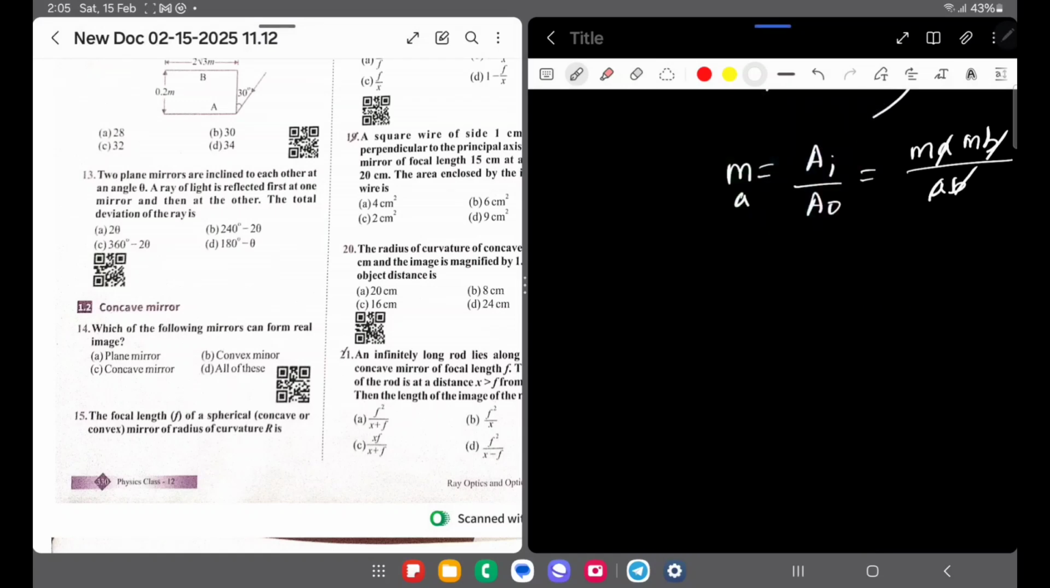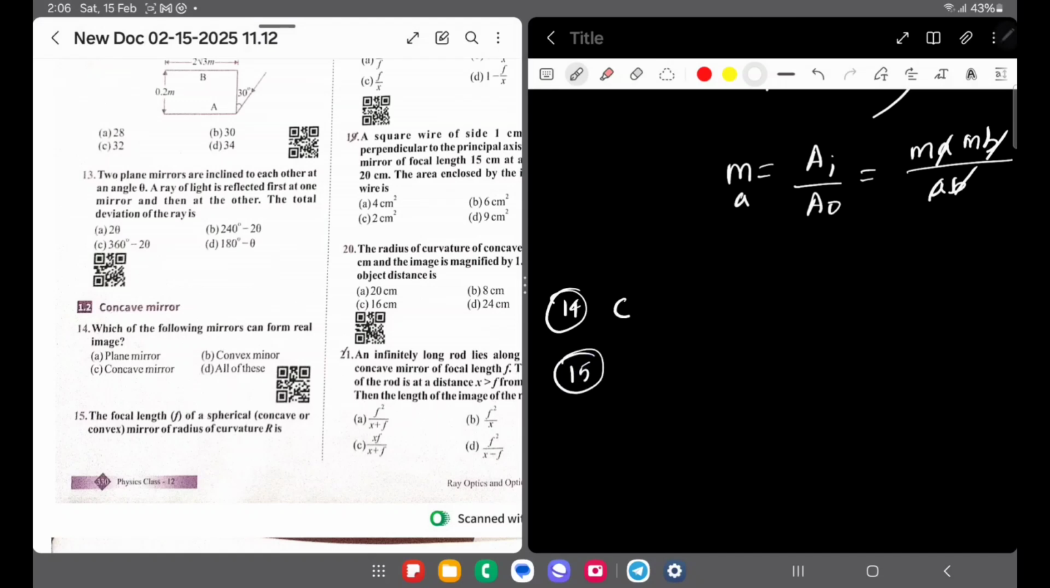Look into the first question, the 14th question. Which of the following mirrors can form real images? I told you very clearly that plane mirrors and convex mirrors will always produce virtual images only, unless the object is virtual. So, only a concave mirror can produce real images. So, option C should be the answer.